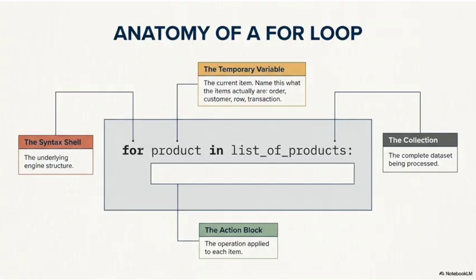Now the action block is the indented code that runs once for each item, receiving that item through the temporary variable. The temporary variable is new on every iteration. When the loop processes the first product, the product variable holds that first item. On the next pass, it holds the second item. It is automatically reassigned by Python. You don't write any code to advance it.